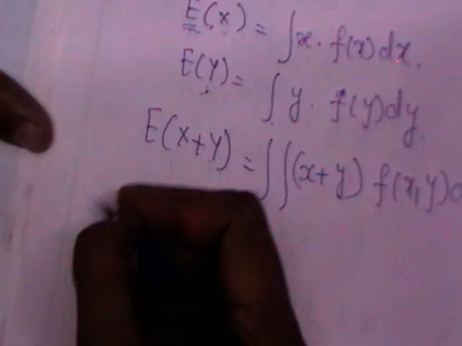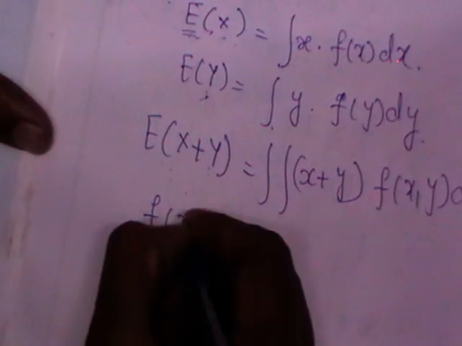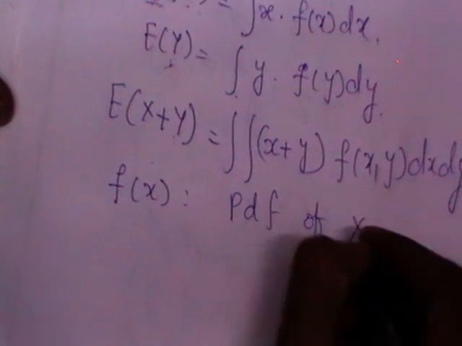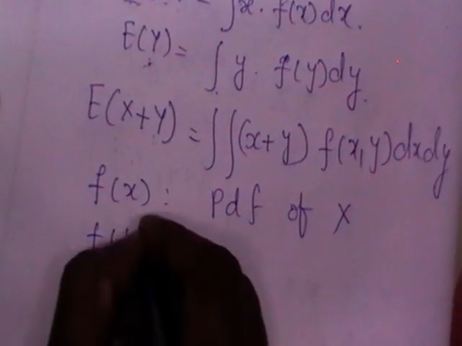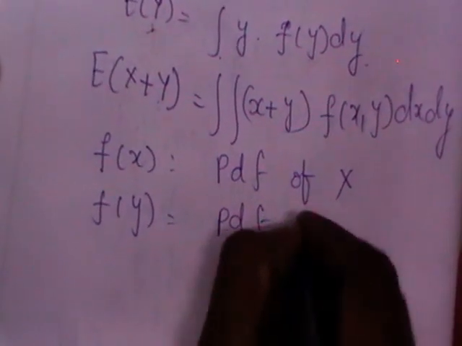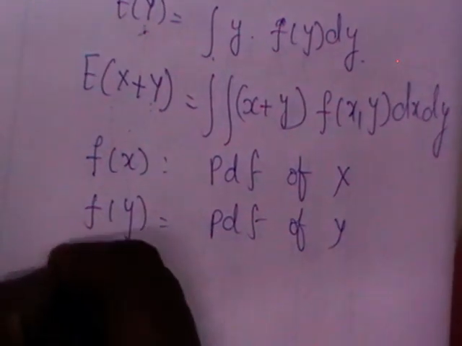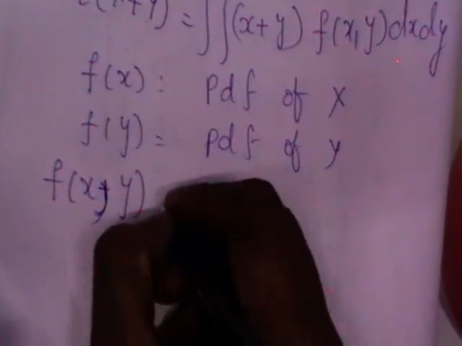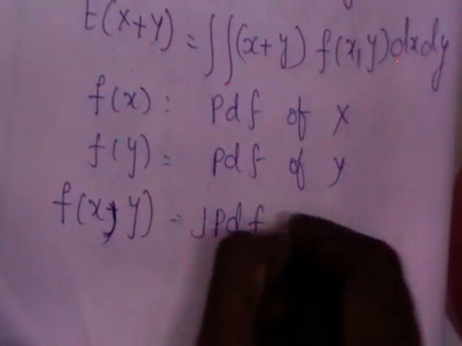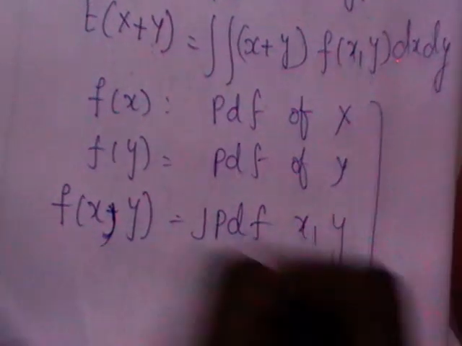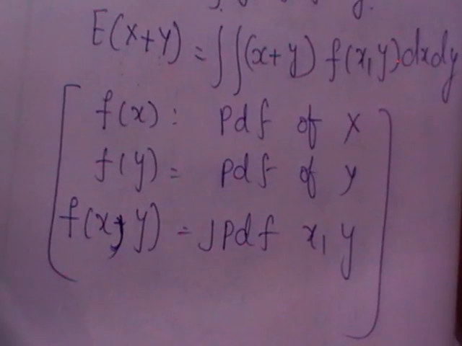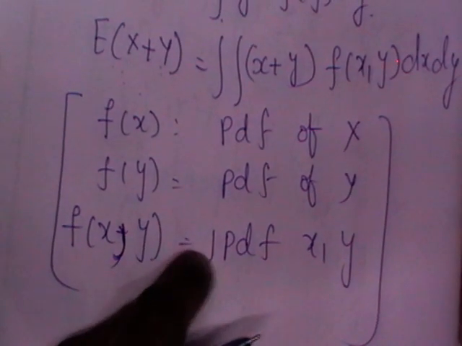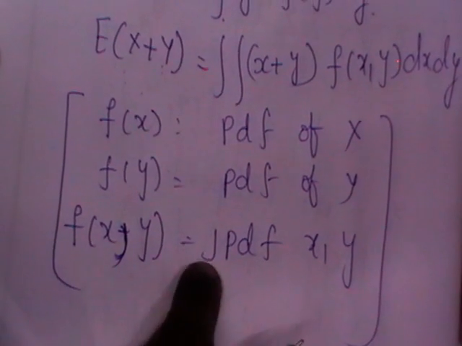Now one more thing, try to understand. What are you calling f of x? PDF, the probability density function of x. F of y is the probability density function of y. F of x comma y is nothing but the joint PDF of x comma y. What are these three here? F of x is the PDF of x, and f of y the PDF of y. For xy, as we have two, we use the word joint.